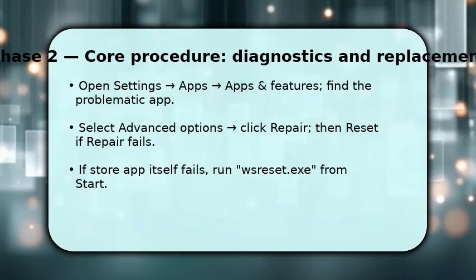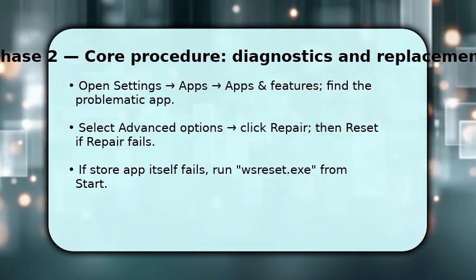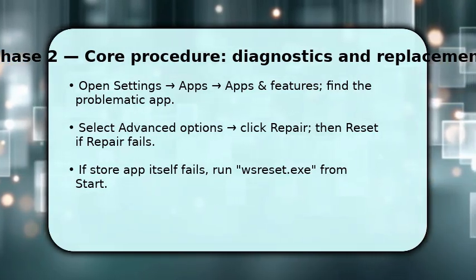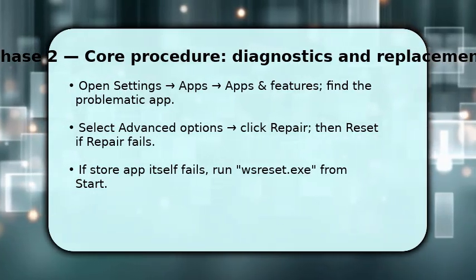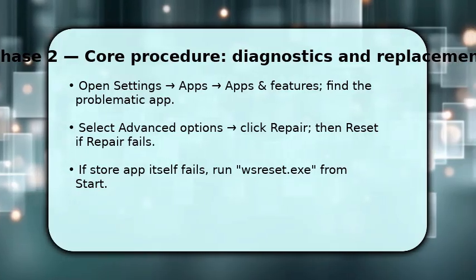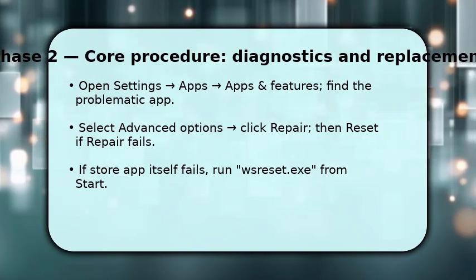You now perform the middle steps that actually fix corrupted app data. Open Settings, go to Apps, right arrow Apps and Features, locate the problematic app, and choose Advanced Options. Click Repair first because it preserves data. If repair does not work, click Reset to recreate the app container. This may remove local settings, so be aware.